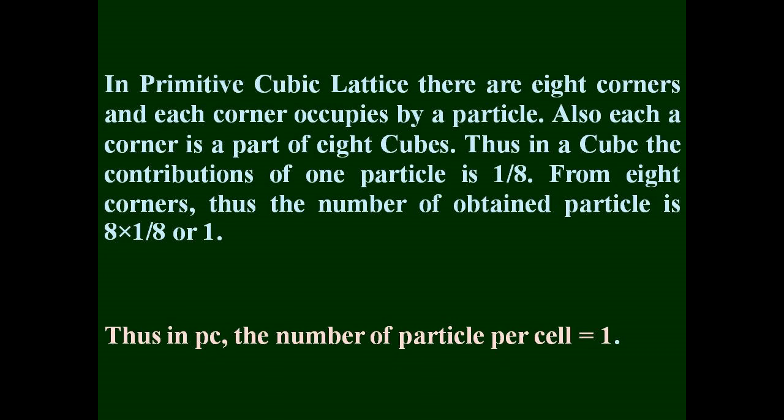In a primitive cubic lattice, there are 8 corners and each corner is occupied by a particle. Also, each corner is a part of 8 cubes. Thus, in a cube, the contribution of one particle is 1/8. From 8 corners, the number of particles obtained is 8 × 1/8 = 1. Thus, in PC, the number of particles per cell is 1.